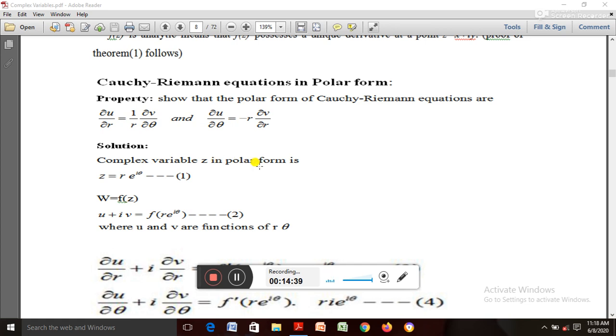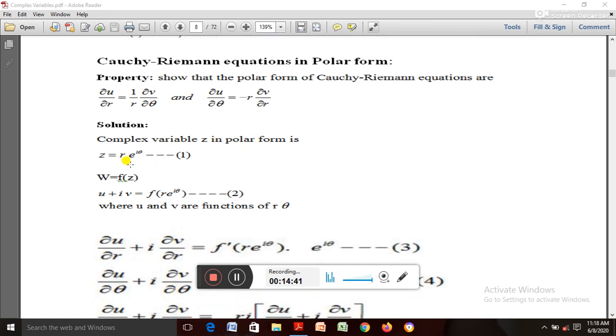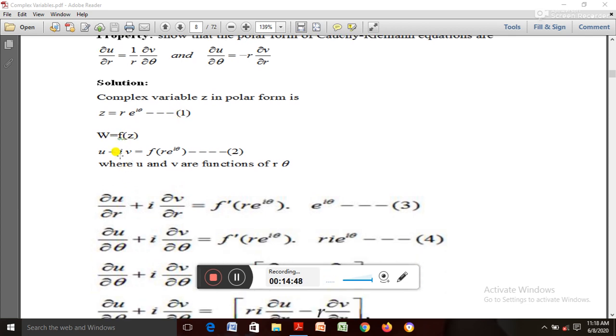The complex variable z in polar form can be written as z = r e^{iθ}. Let us denote this equation number 1. Then w = f(z) is a function. Here w can be written as u + iv, and z can be written as r e^{iθ}. It is a z plane and a w plane. In the w plane, the axes are u and v. In the z plane, r and θ. So u + iv = f(r e^{iθ}). It is equation number 2, where u and v are functions of r and θ.